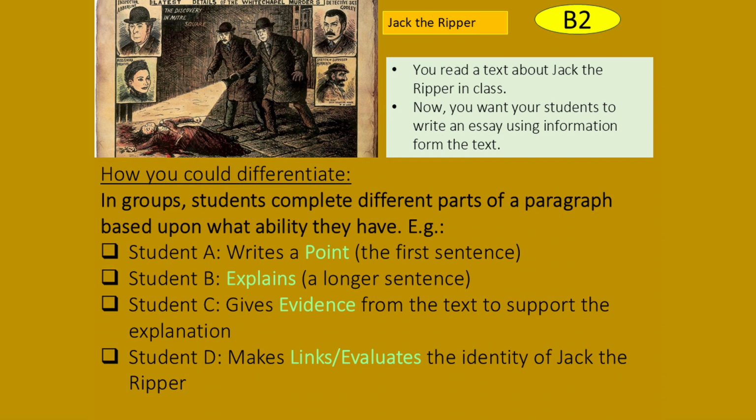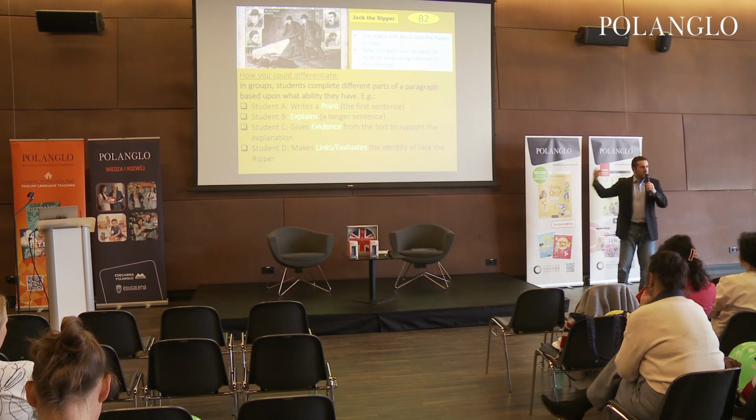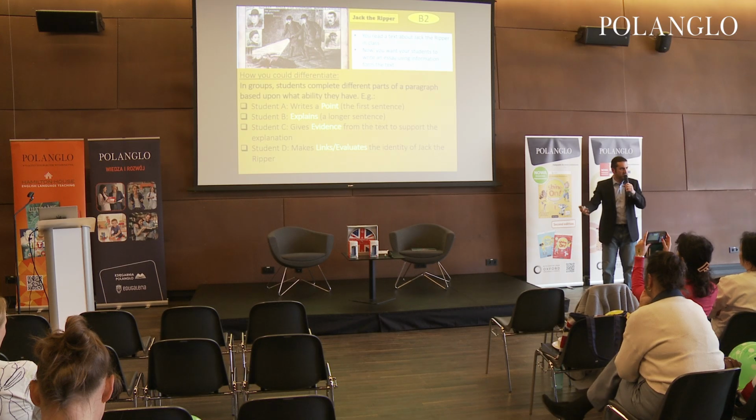Student A writes the point. Student B explains, the longer sentence. Student C gives evidence from the text to support the explanation of student B. And finally, student D makes the link or evaluates the identity of Jack the Ripper. And the product that they produce is the following.